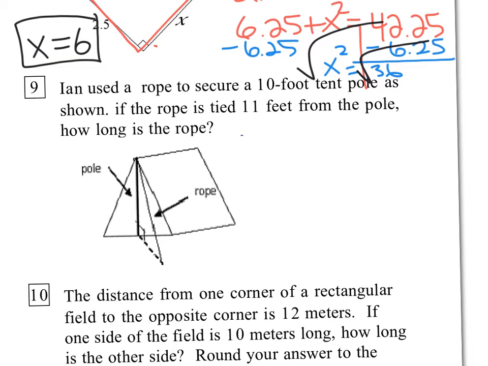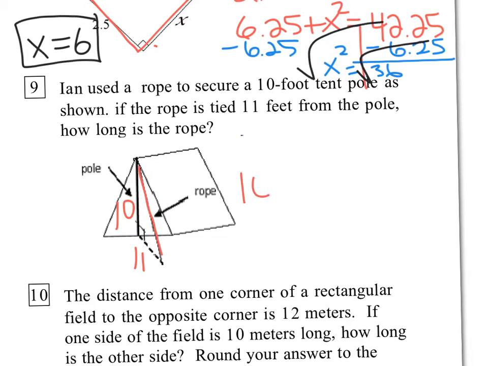It says 10-foot rope. Okay, so I used a rope to secure a 10-foot tent pole. Actually, 10-foot pole, not rope. So the pole is 10 feet. So I'd write that down. That's 10 feet. Now, it's saying if the rope is tied 11 feet from the pole. That's right here, 11 feet from the pole. That's what's going to be tough reading this problem. It's going to say, what is this length here?